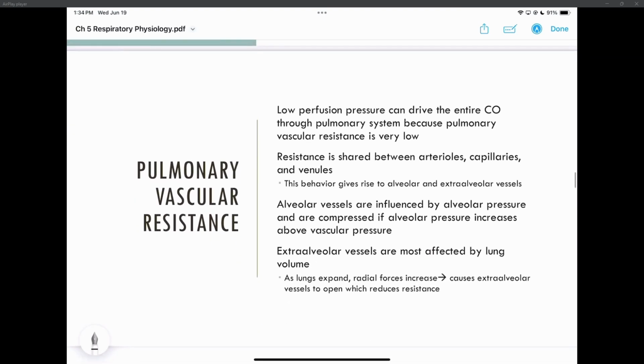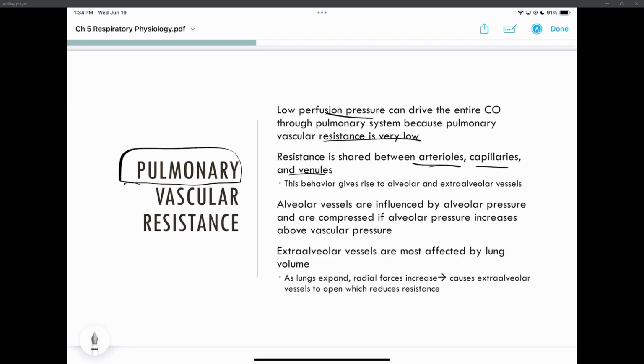Okay, we're talking about pulmonary vascular resistance, not systemic vascular resistance. If I increase systemic vascular resistance, that's on the body and the left side of the heart. We're talking about pulmonary vascular resistance. What's the resistance through the pulmonary vasculature, and how does it have an effect on our breathing? So low perfusion pressure drives pulmonary flow because pulmonary vascular resistance is low. Everything flows really easily. Resistance is shared between arterioles, capillaries, and venules.